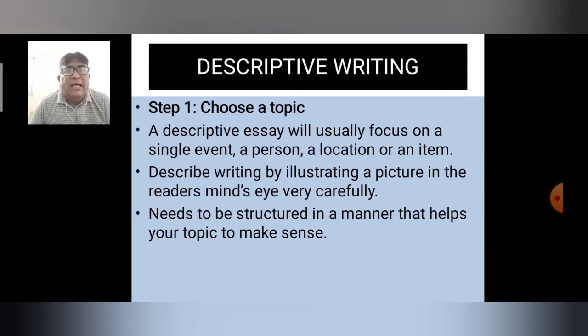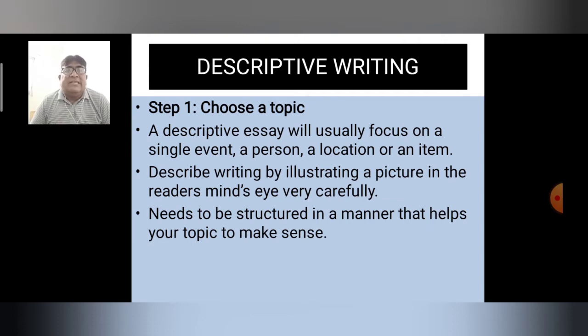So the steps are: number 1 is choose a topic. That is the first point. Without a destination we cannot go. It may be possible that the train derails at any time. So we must have a proper destination. So first of all we have to choose a topic for our descriptive writing.